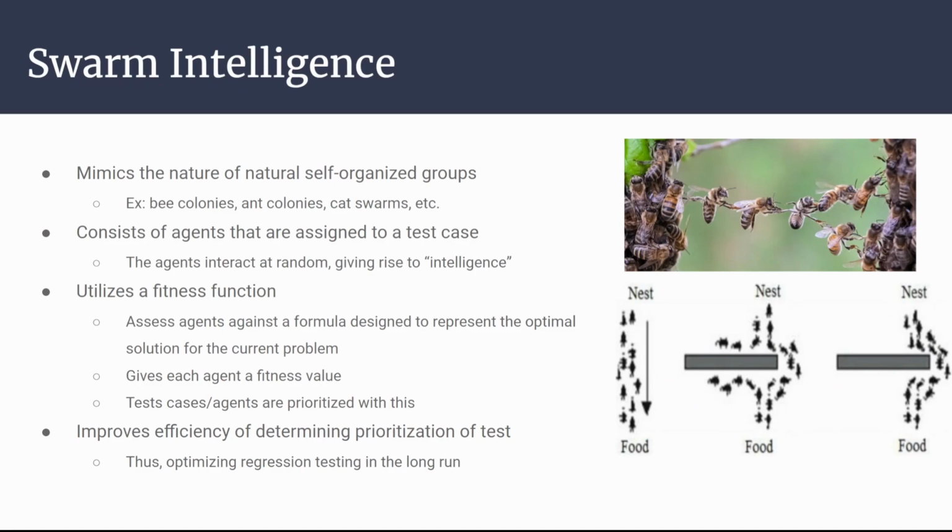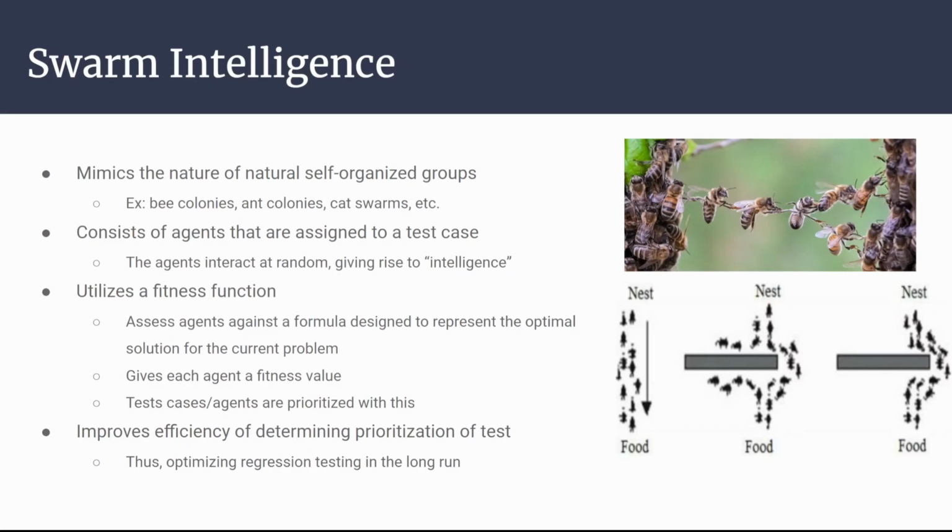For swarm intelligence, it mimics the nature of natural self-organized groups such as bee colonies, ant colonies, cat swarms, etc. They consist of agents that are assigned to a single test case, and each agent interacts at random, so there's no predefined rules on how they're supposed to behave with each other, and these interactions give rise to an intelligence. It utilizes a fitness function that assesses each agent against a formula designed to represent the most optimal solution for the current problem, and it gives each agent a fitness value.